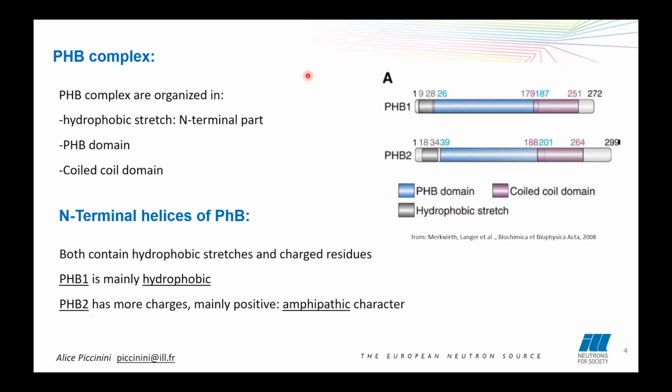Looking for a moment at the structure of the prohibitin complex, it is made of a hydrophobic stretch that is the N-terminal part, a prohibitin domain, and a coiled-coil domain. What I am focusing on is the hydrophobic stretch, so the N-terminal helices. In prohibitin 1, the N-terminal helix has a hydrophobic character with around 20% positive charge. Prohibitin 2 has an enrichment of this charge, and this gives an amphipathic character to the helices.